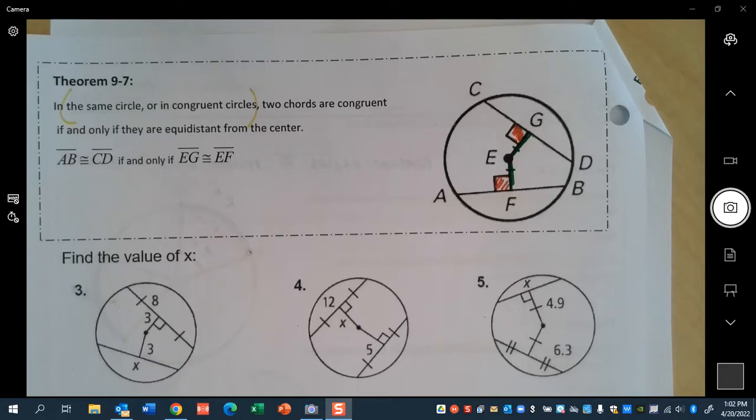So if those two chords are equidistant from the center, I can guarantee that those two chords are congruent. Because those two chords are the same distance from the center, I can guarantee that these chords are going to be the same. Anybody know how we prove this one? I'm saying that if EG and EF are congruent, then AB and CD are congruent.